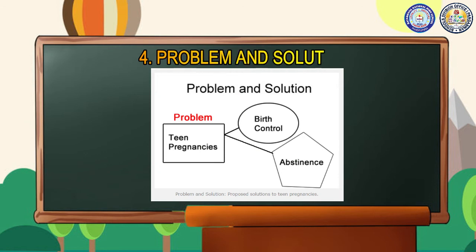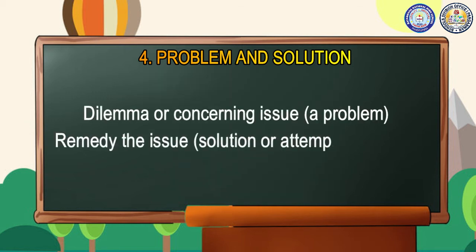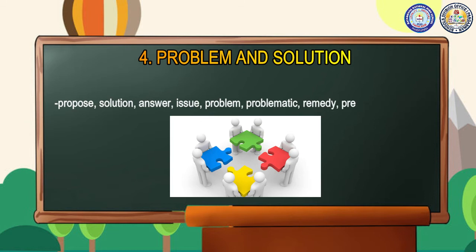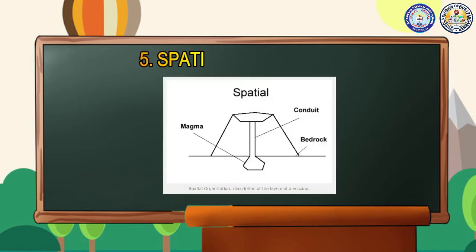Problem and solution is a pattern of organization where information in a passage is expressed as a dilemma or concerning issue, and something that was, can be, or should be done to remedy this issue. There are also a few signal words which may indicate that information in a passage is ordered in the problem and solution pattern of organization. These are propose, solution, answer, issue, problem, problematic, remedy, prevention, and fix.